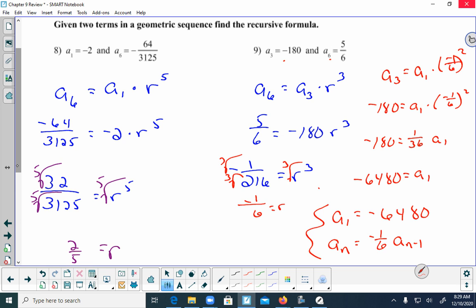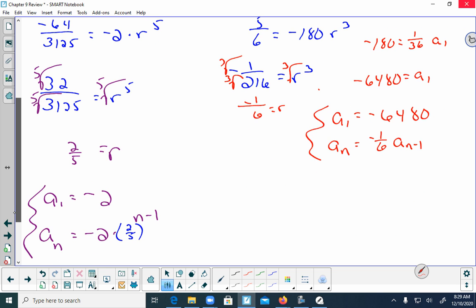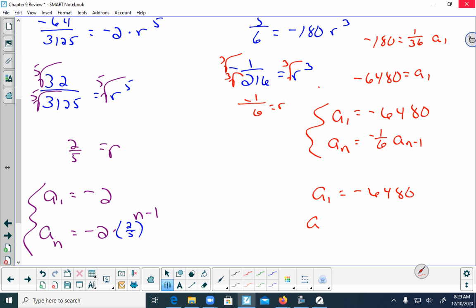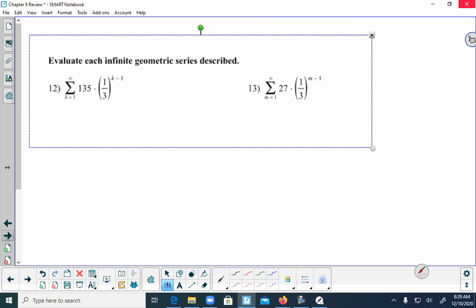That's one way, or you can switch this. A sub 1 is negative 6,480. You can have this as n plus 1, and then this would be negative 1/6 times a sub n. They just mean the same thing, just switching the n a little bit. Okay, so that is 8 and 9. We've done 10 and 11. So now we're on 12 and 13.